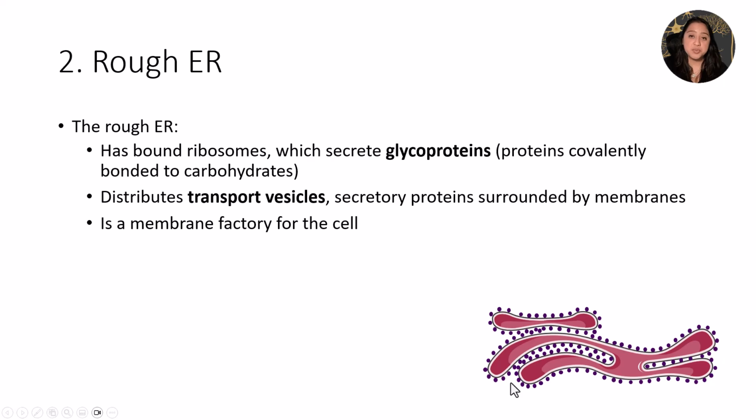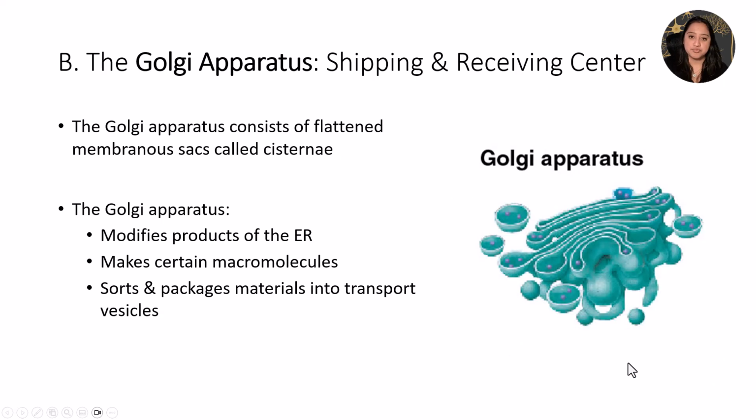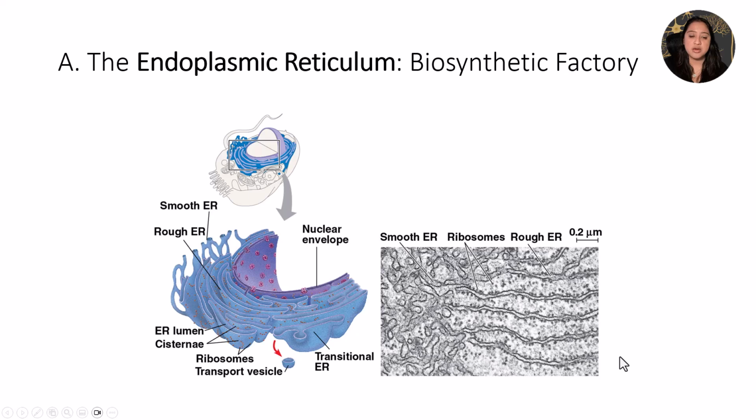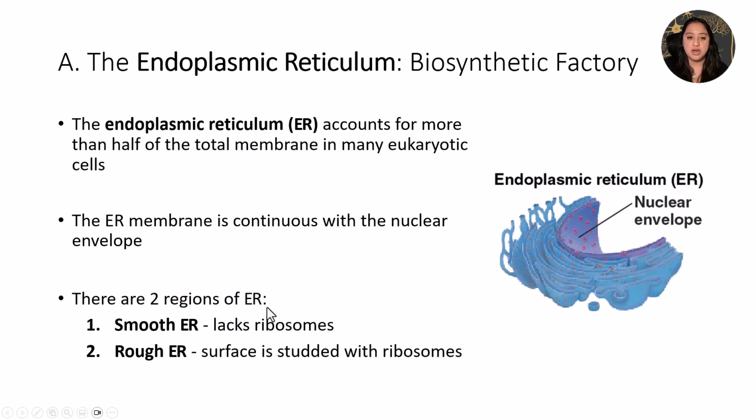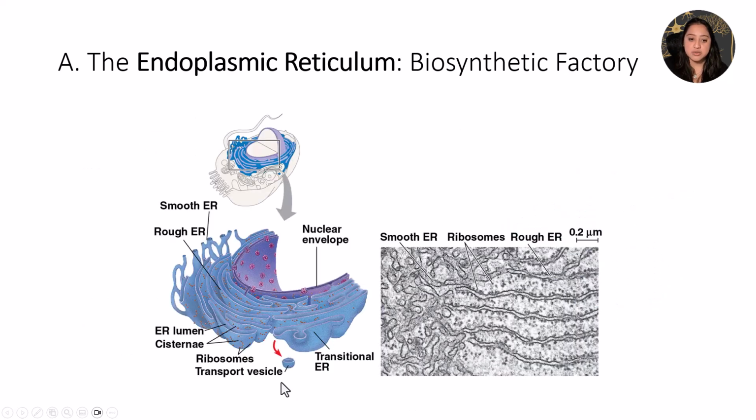And it's also a membrane factory for the cell. So altogether, the endoplasmic reticulum biosynthetic factory makes certain macromolecules and then sends out the transport vesicles.